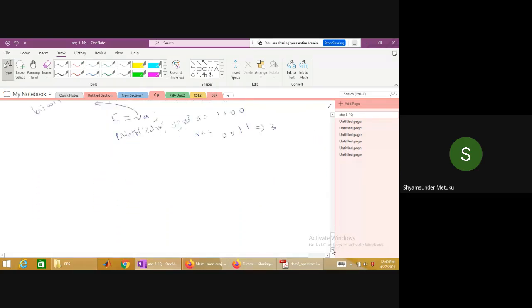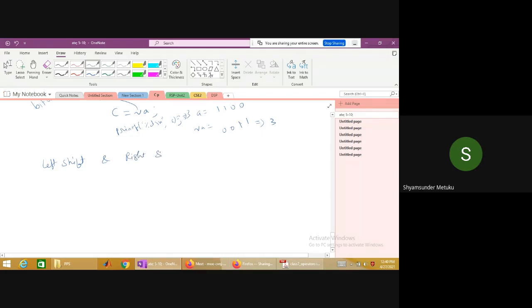Then comes left shift and right shift. What does it mean? I'll explain first, then I'll go with the operator. Suppose I have a memory of only 4 bits, maybe 1, 0, 1, 1. Can you tell me what is the value here? 1011. What is the equivalent decimal number? 2 power 0, 2 power 1, 2 power 3. This is 1011. 11, sir. Yes, it is 11.